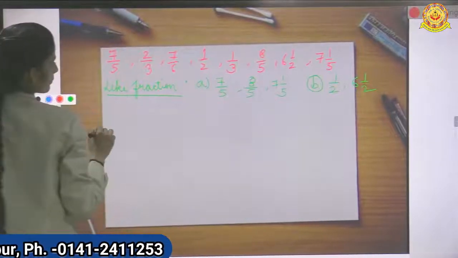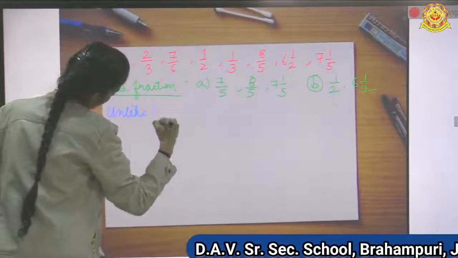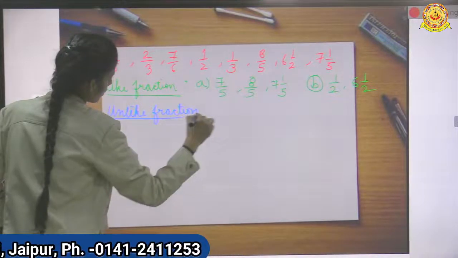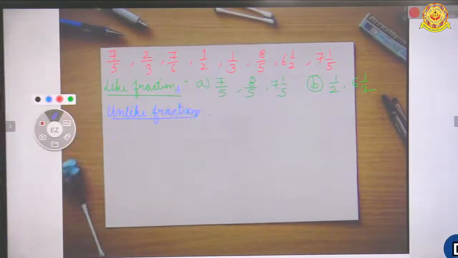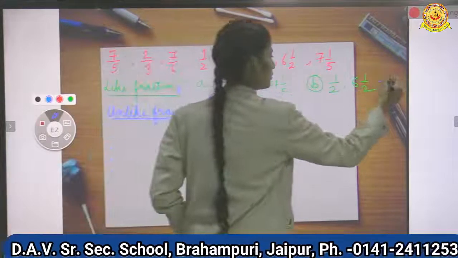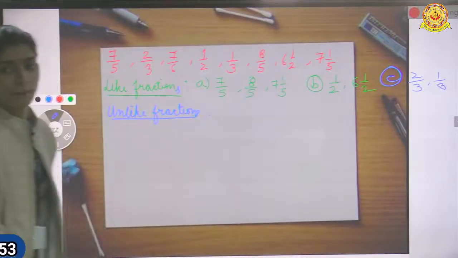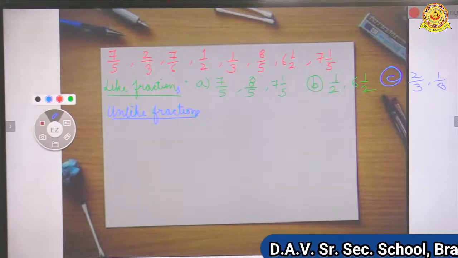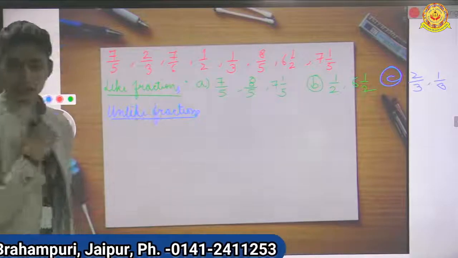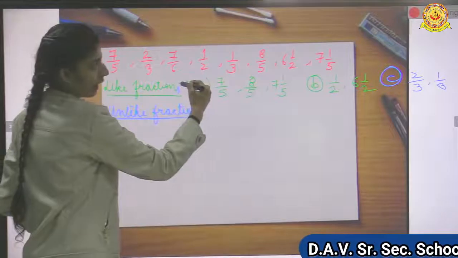Now, unlike fractions. One more can be built, ma'am. 2/3 and 1/3. Yes, very good. Unlike fractions mean different denominators. So look, 5, 2 and 3 are cancelled. We have used 5, 3 done, and only this.